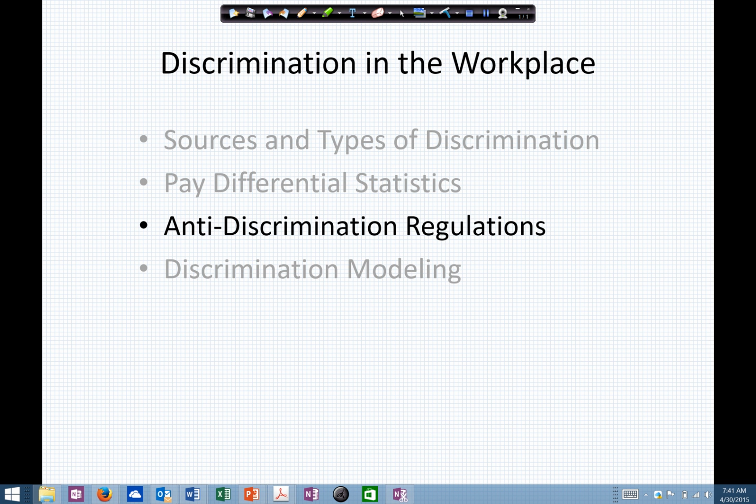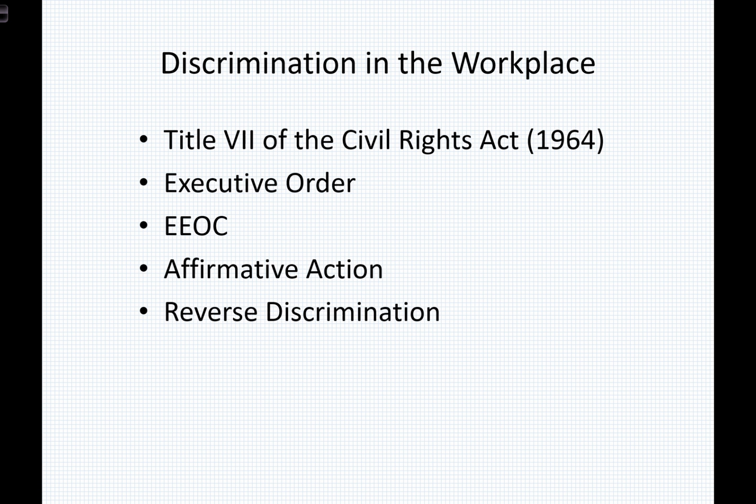As we continue our conversation about discrimination in the workplace, we can turn now to anti-discrimination regulations. When we think about anti-discrimination regulations, we really are talking about Title VII of the Civil Rights Act of 1964. This act was begun under the Kennedy administration, but was passed in the Johnson administration with heavy support and influence from President Johnson himself.